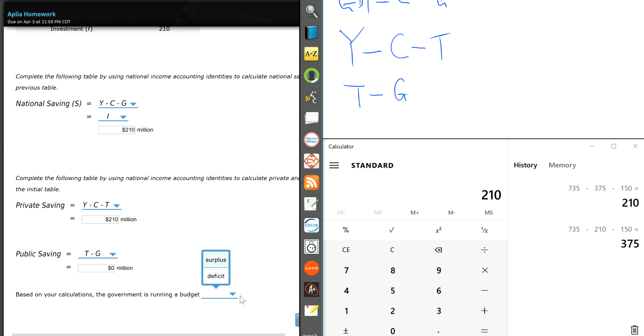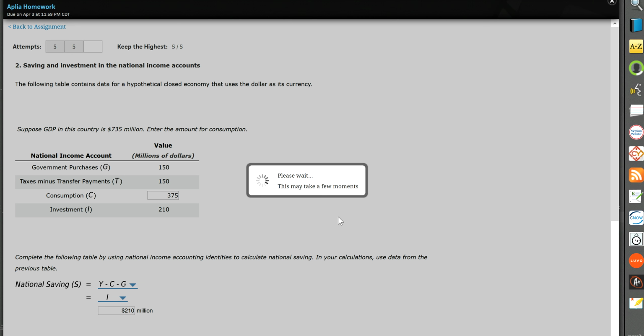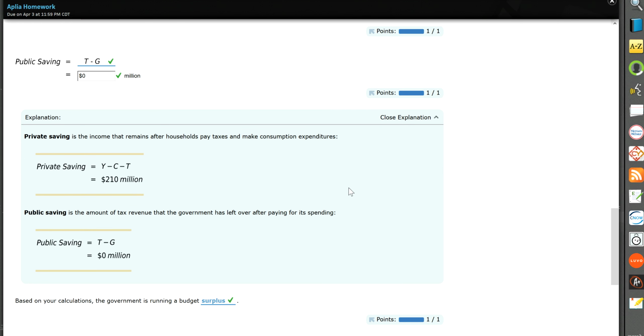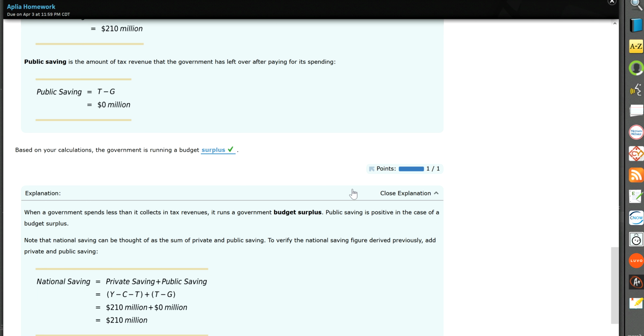This would be weird. This should be a balanced budget. But the question is asking whether it is a surplus or deficit. Let's just put surplus. I hate doing this because this answer should be a balanced budget. It's not a surplus or a deficit, but let's just put a surplus, see what happens. So grade it now, and I think we actually got it right. So they call it surplus, even though the government doesn't have any.